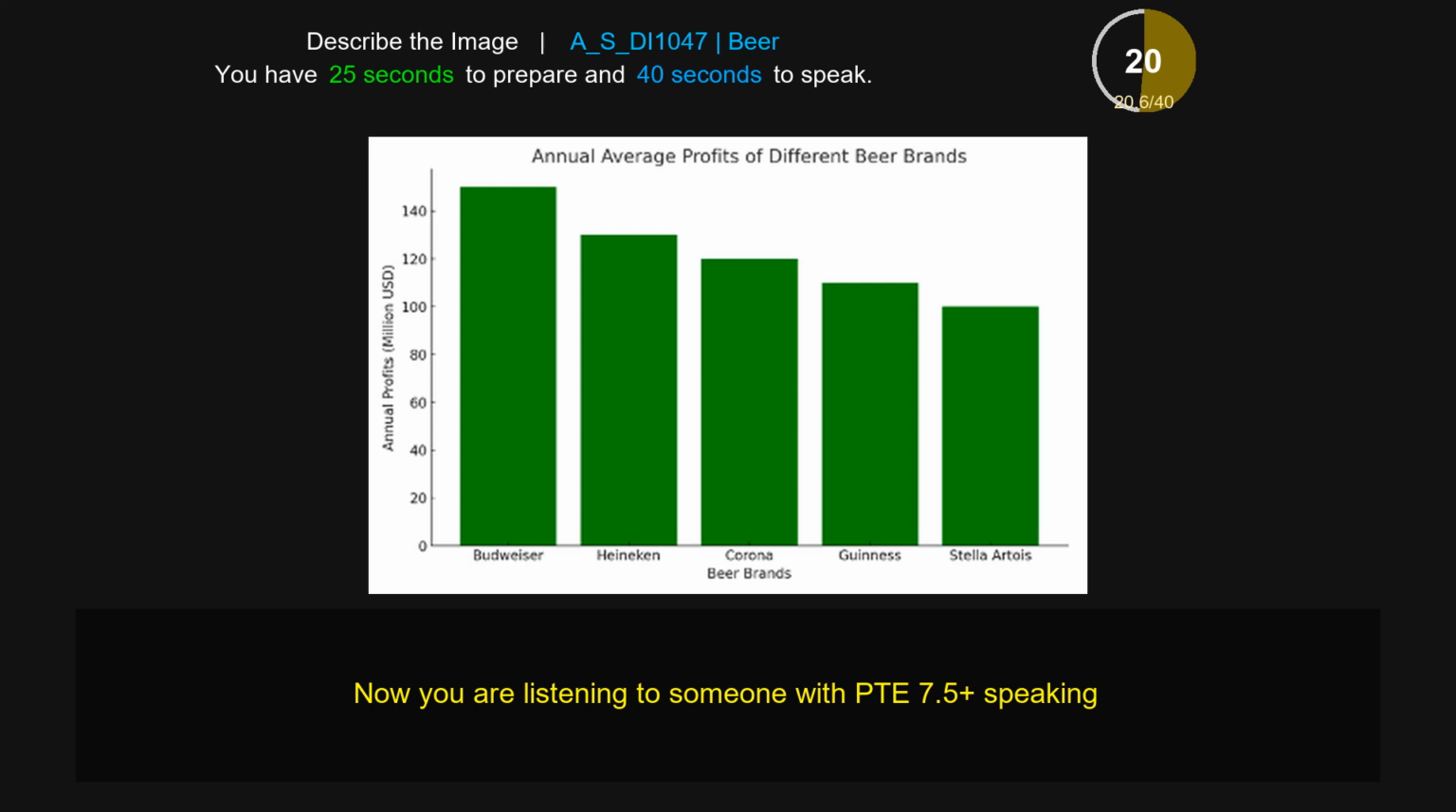If we talk about the lowest value, it is 20 and 40 annual profits million USD, which is indicated by Coors and Corona beer brands. In conclusion, this bar chart is very informative and knowledgeable.